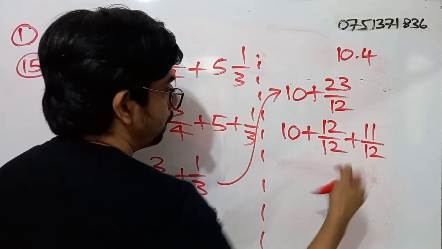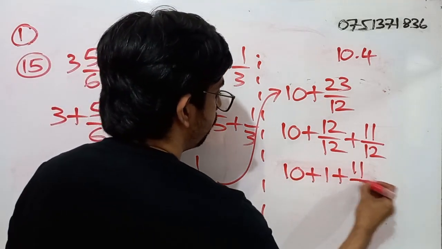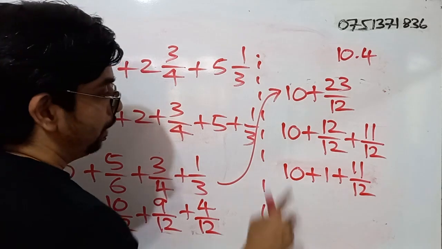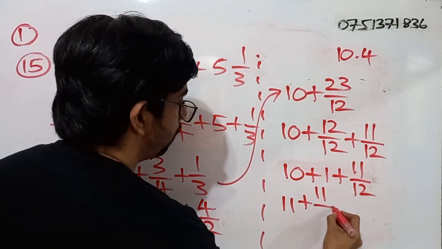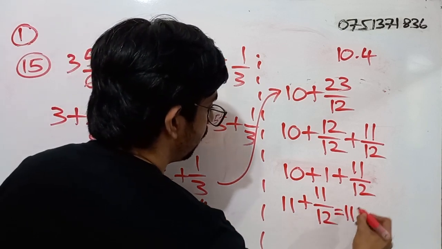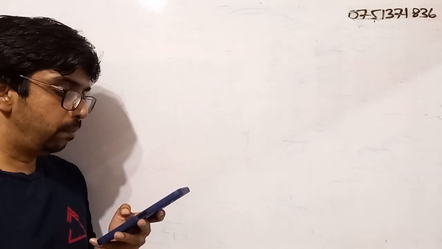So I can rewrite this expression as what? 10 plus 1 plus 11 by 12. 10 plus 1, what is that? 11. 11 plus 11 by 12, what is that? 11 and 11 by 12. That's the answer. Okay, question number 2.